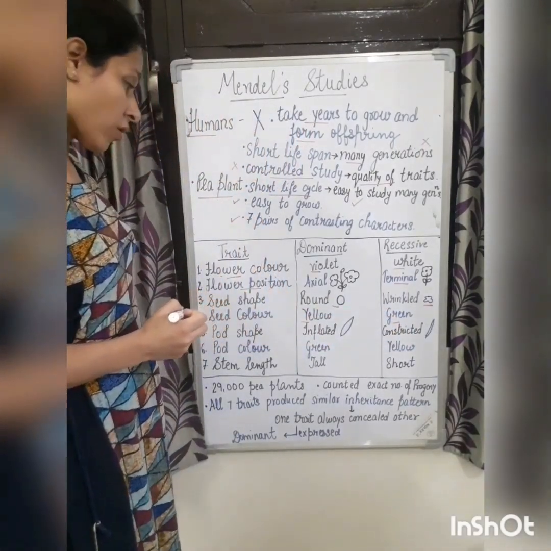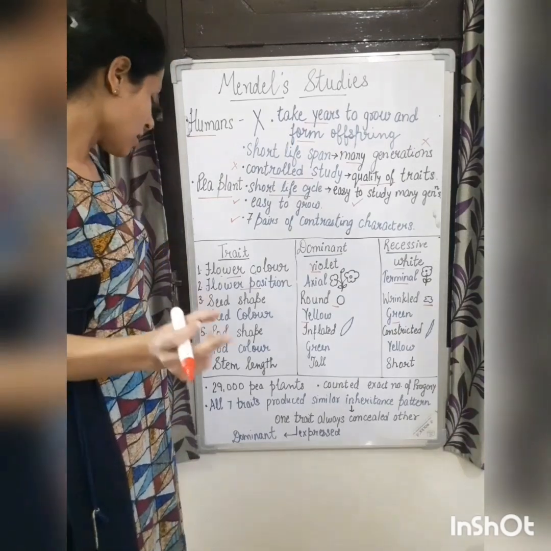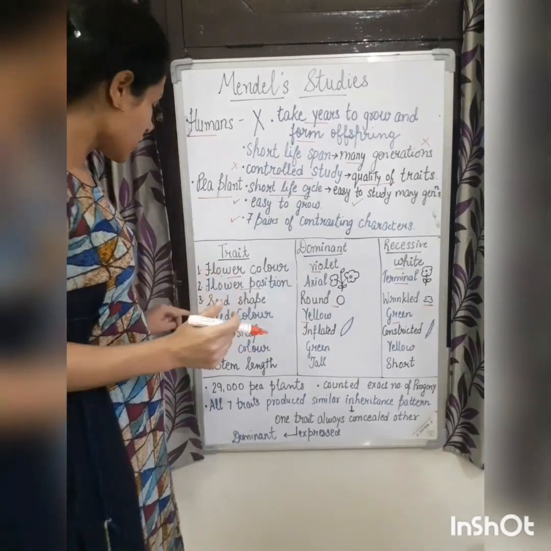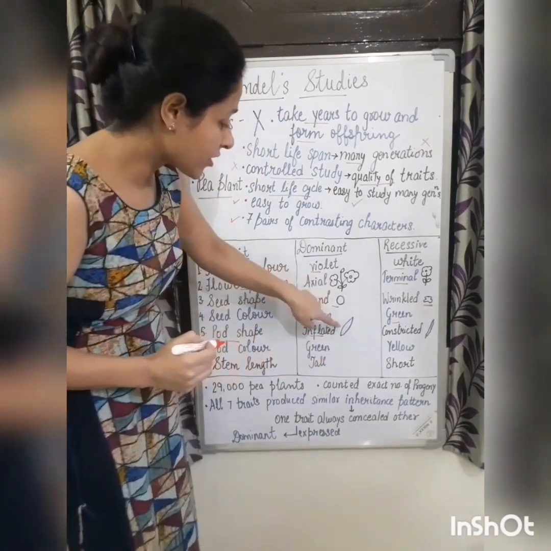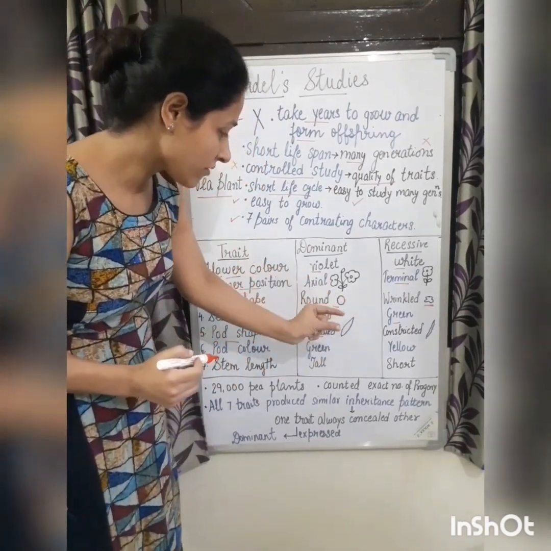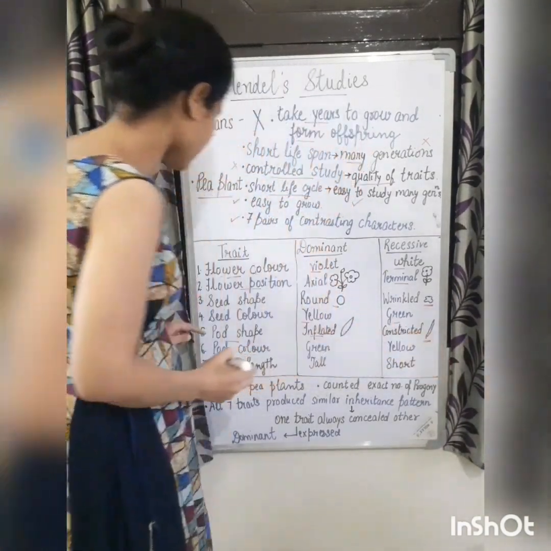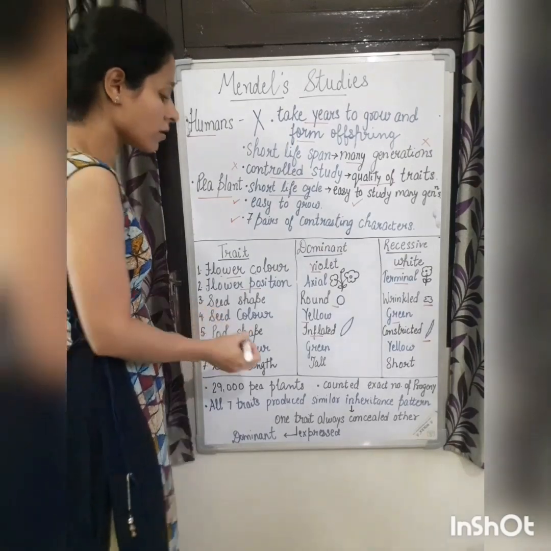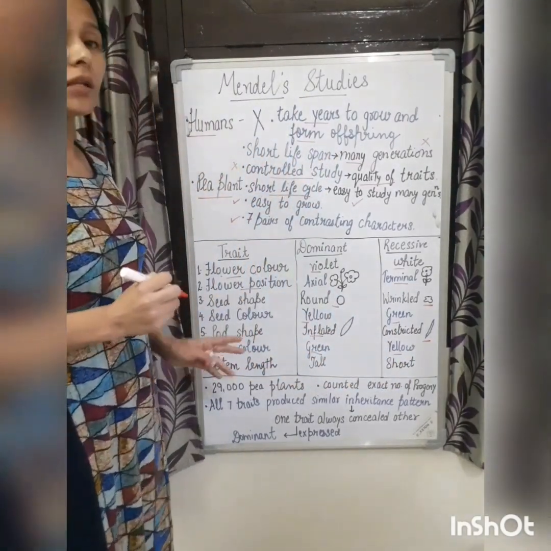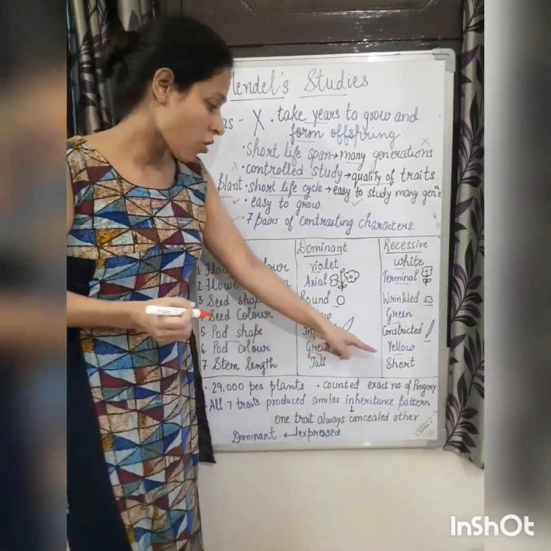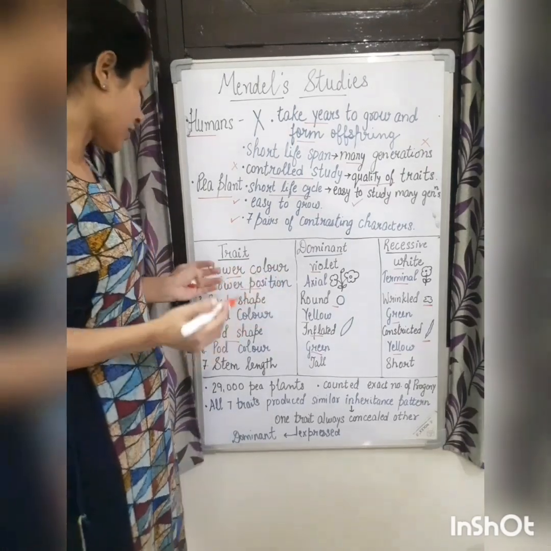Fifth, pod shape. Pod means, in Hindi, we call it fali of the pea plant, matar ki fali. Pod shape was either inflated, which means swollen, fuli hui fali, or constricted, that is contracted. Sixth, pod color was either green or yellow. And seventh, stem length, the length of the stem, was either tall or short. So these were the 7 traits that Mendel studied.